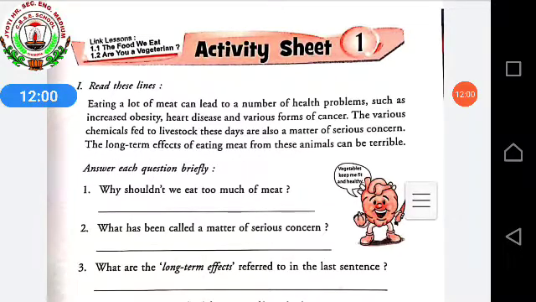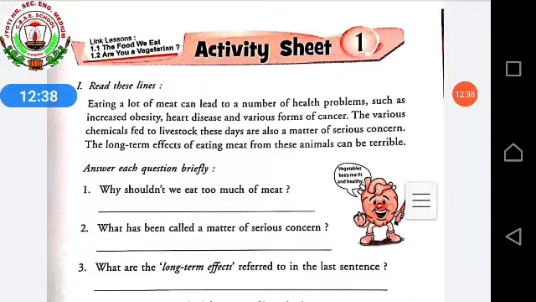So let's start. Read these lines. Eating a lot of meat can lead to a number of health problems such as increased obesity, heart disease, and various forms of cancer. The various chemicals fed to livestock these days are also a matter of serious concern. The long-term effects of eating meat from these animals can be terrible. So these lines have been taken from 1.2, are you a vegetarian?